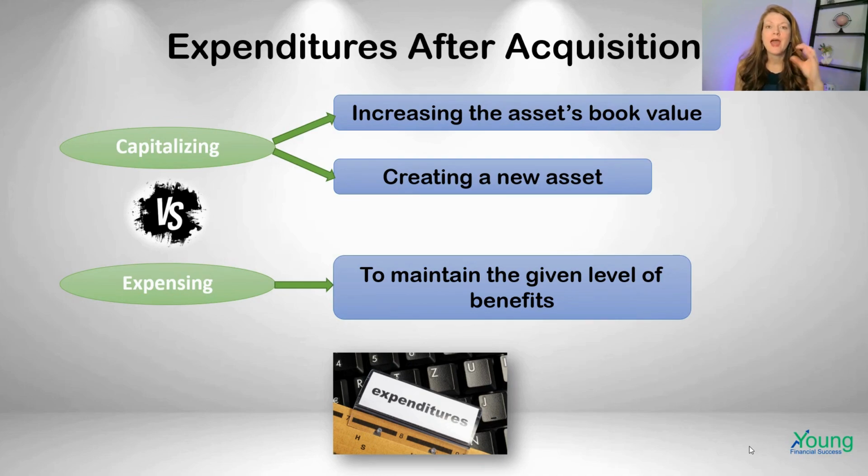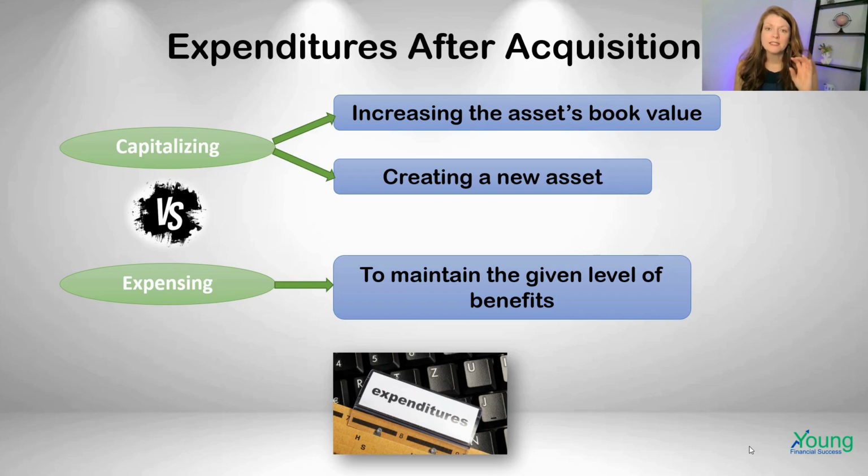You may capitalize that or you may expense it. Capitalizing it, meaning you're going to add it to the asset on the balance sheet, and now the value that you are going to be depreciating will be even higher. Or expense it, meaning you're going to put it directly on the income statement in the period that you incurred that expense. So what is the difference between the two?